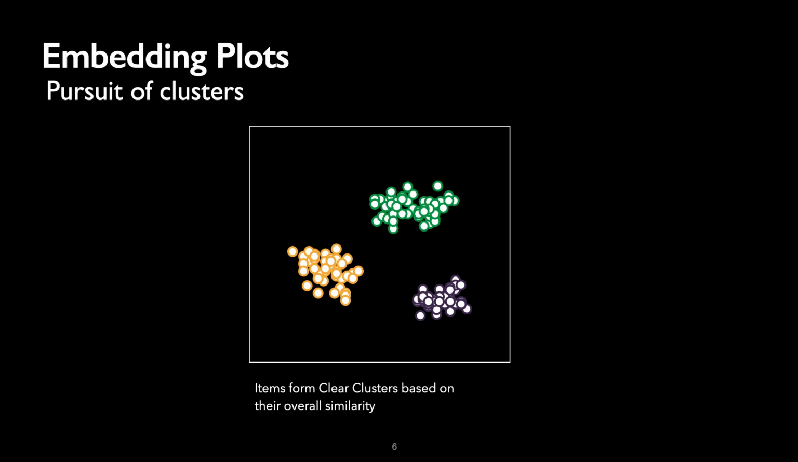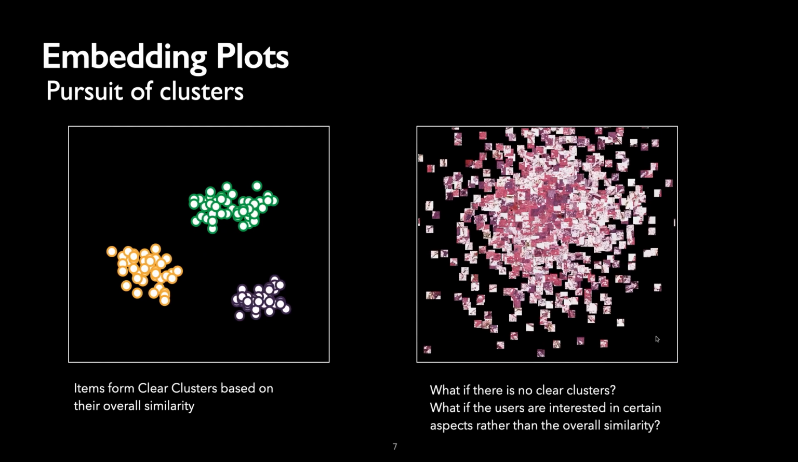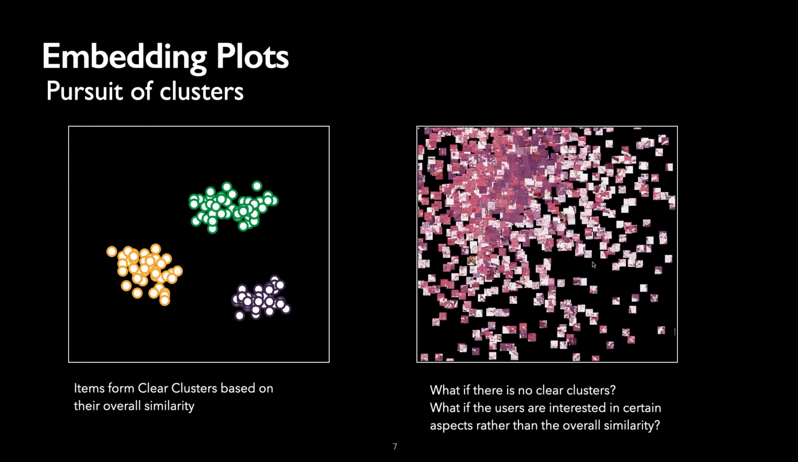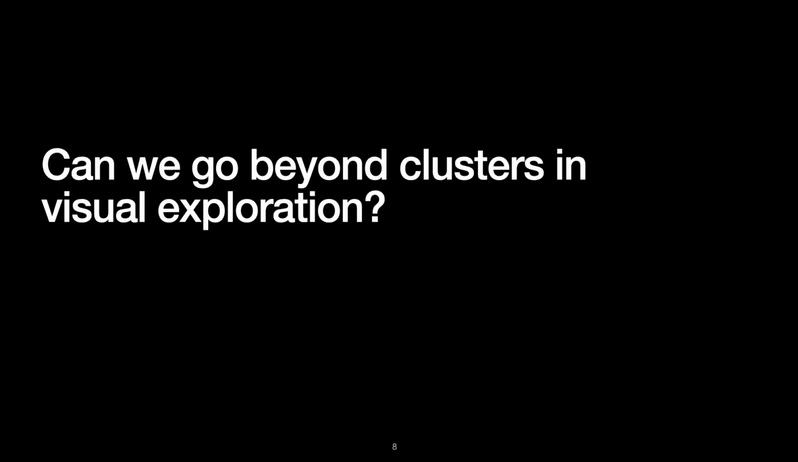When projecting items into a 2D space, it's common to expect them to form clusters based on their similarity. But what if there are no clean clusters? What if the users are interested in certain aspects rather than the overall similarity? For example, each item on the right side is an image patch from the breast cancer specimens. Interpreting the embedding plots of those items can be challenging.